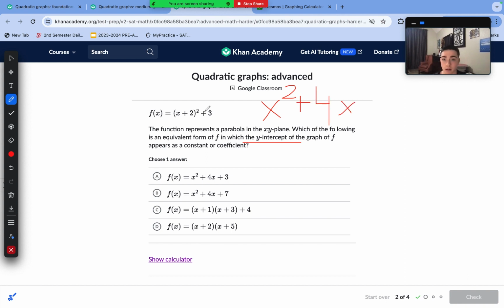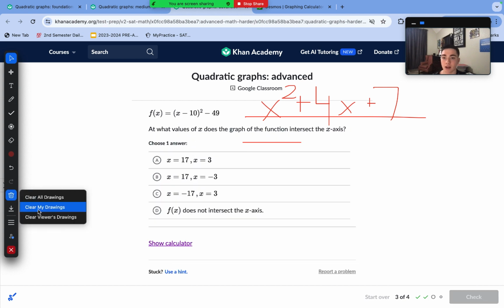Now we just combine like terms. 4 plus 3 is plus 7. So this format right here shows the y-intercept of (0, 7) as a constant. On to question number 3 here.